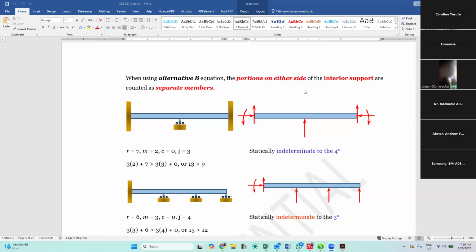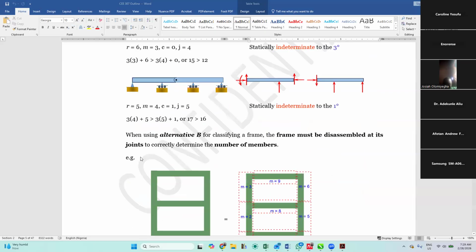I think my time is almost running out. I will rejoin again after if we have been cut out. So let us proceed to the next one.